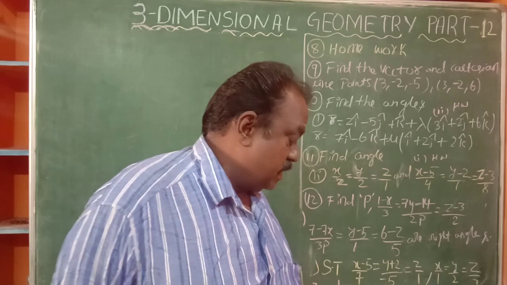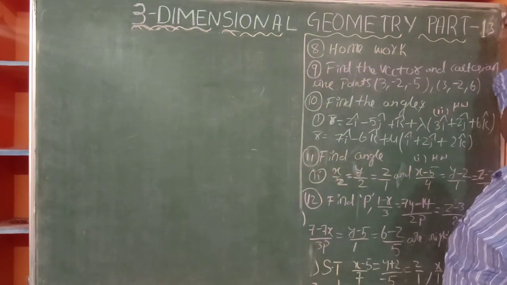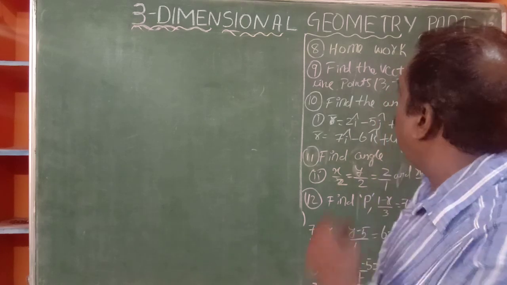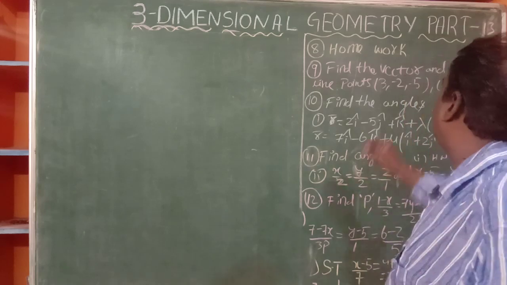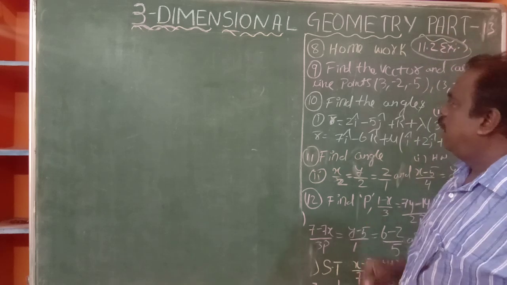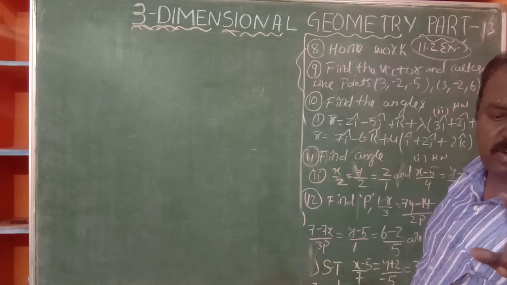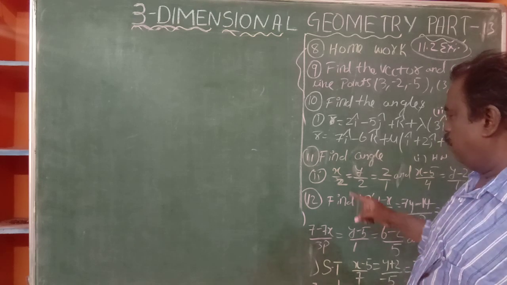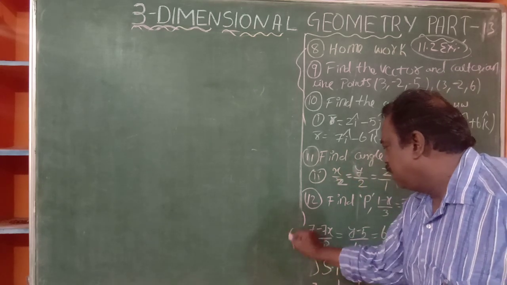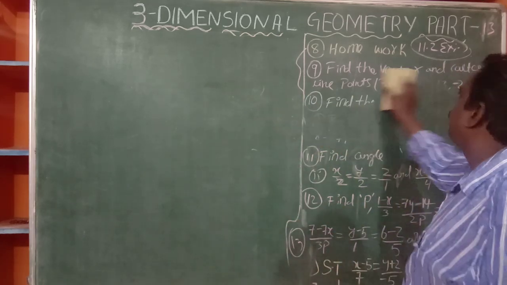This is the 13th part of three-dimensional geometry, and we are in exercise 11.2. We solved the first 10 problems, including 14, 15, 16, 17 also. The only remaining problems are 11, 12 and 30.